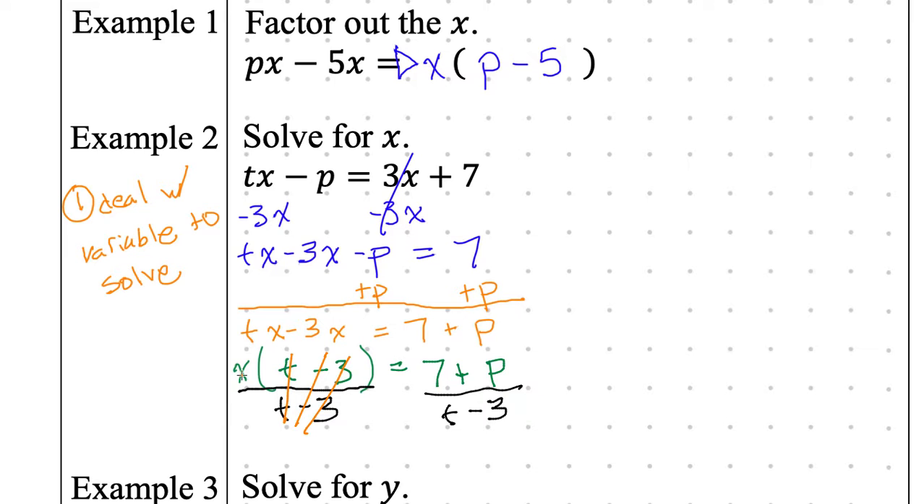They're gone. X is now equal to 7 plus b, all divided by t minus 3. That is the answer. And if you want to write it out again, you can. I just ran out of room. So if you want to write it out again, I can say that x is equal to 7 plus b, all divided by t minus 3.